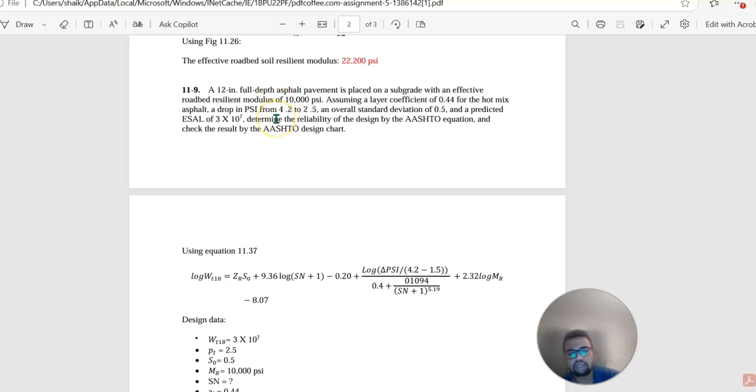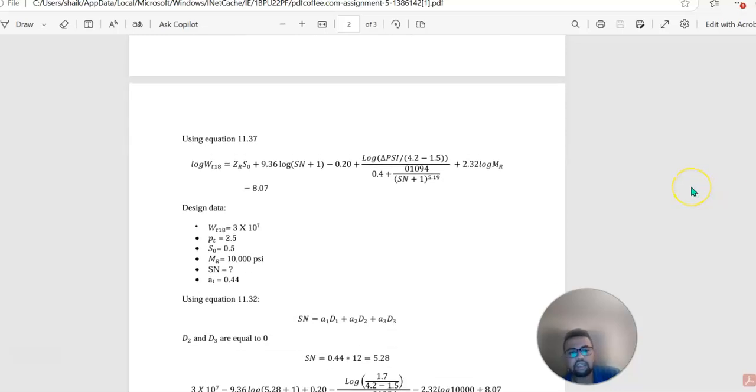So let's do it first. I have done a manual design over here. First, I will explain this one to you. Using the asphalt equation, we have log W18 equals, we have the equation over here, and the design data are 3 times 10 to the 7, and P_t of 2.5, and S_o, M_R, SN we need to find, and a1 is also given, a1 equals 0.44.